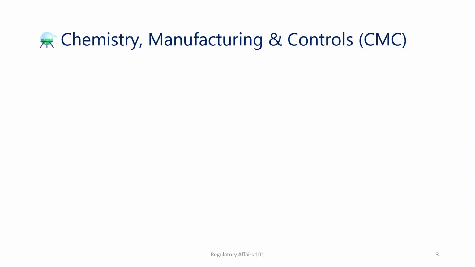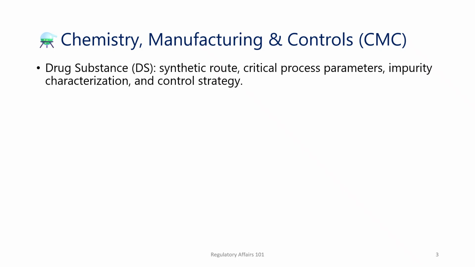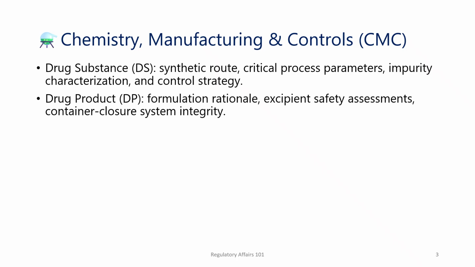The CMC section demonstrates that the investigational product can be manufactured consistently and safely. For the drug substance, FDA expects a description of the synthetic route, critical process parameters, impurity characterization, and the overall control strategy. For the drug product, sponsors provide the formulation rationale, excipient safety assessments, and container closure system integrity.